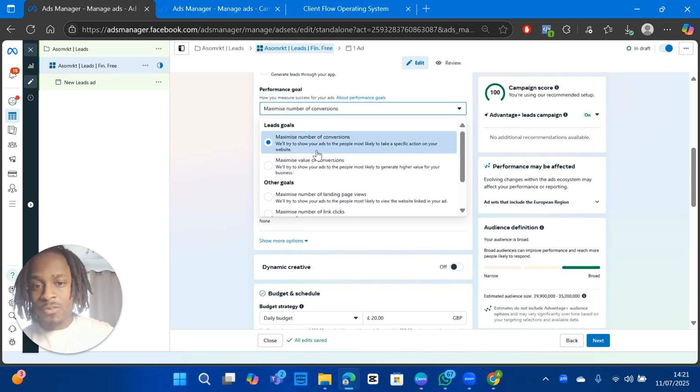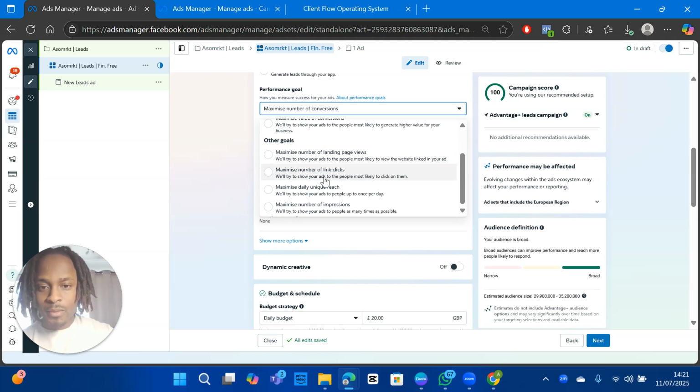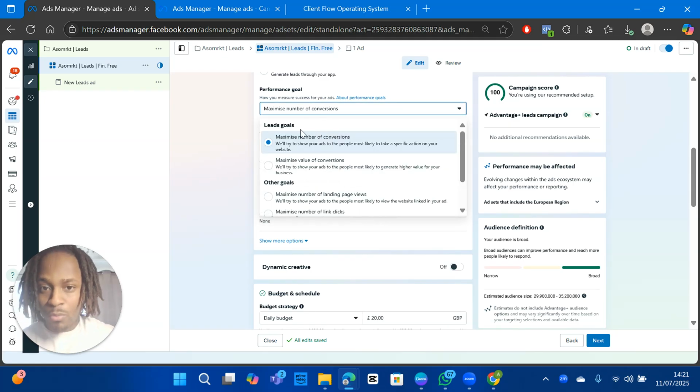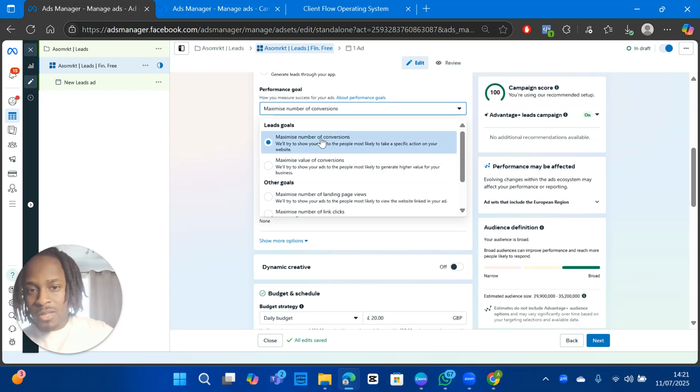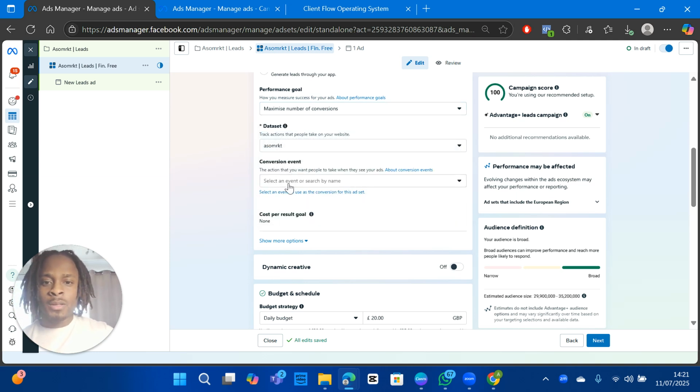You want maximize number of conversions. Facebook knows these people are most likely to fill in the form, so you get fewer people going to the landing page, but you get more people converting. And same with these. So pick the true goal that you want. You want more conversions. What's the point of getting 1,000 landing page views if one person converts? Whereas if you get 10 landing page views and you get 5 conversions, that's worth way more.